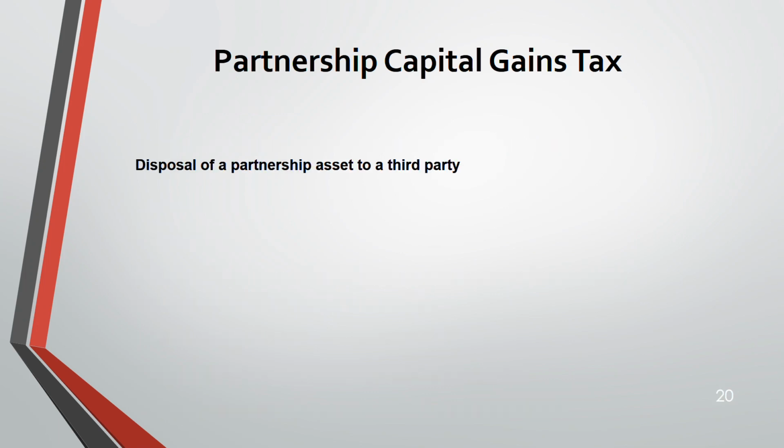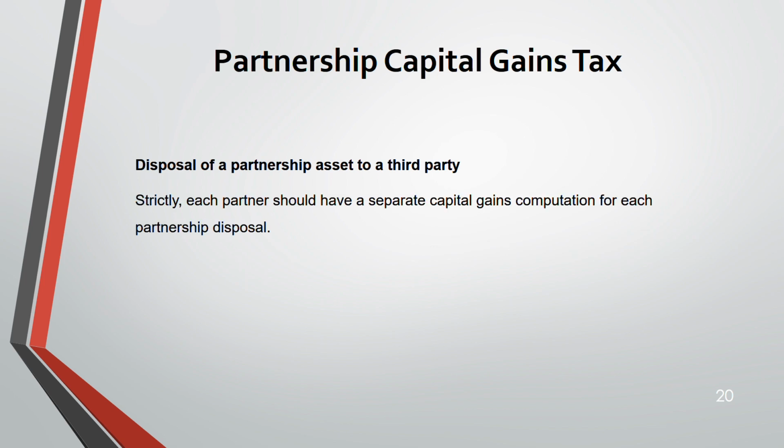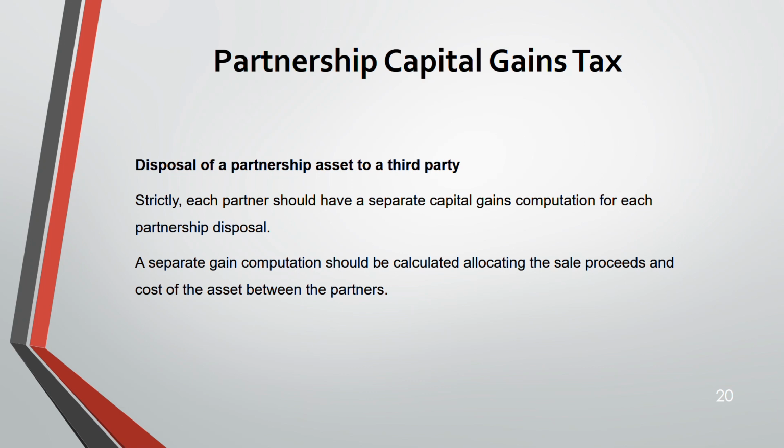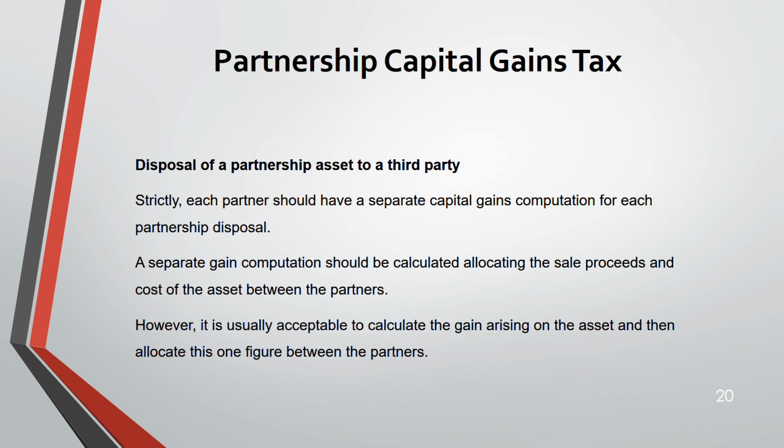Now, when you're disposing of a partnership asset to a third party, what happens? Strictly, each partner should have a separate capital gains tax computation for each partnership disposal. A separate gain should be calculated allocating the sale proceeds and the cost of the asset between the partners. However, it is usually acceptable to calculate the gain arising on the asset and then allocate this one figure between the partners. You can do it both ways.